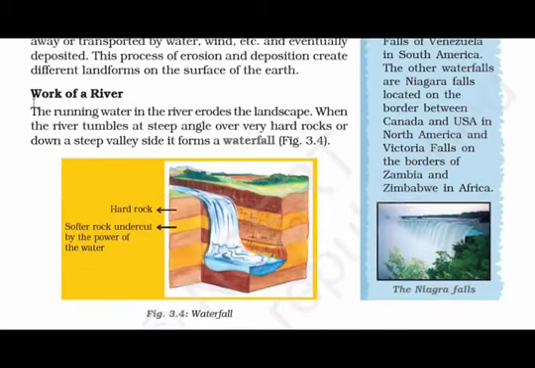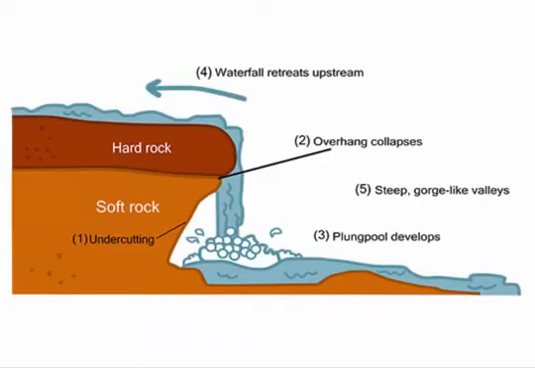Now let's read about the work of a river. What does a river do? There is a layer of hard rock on which the river flows. As the hard rock layer forms a descent or a steep, the speed of the flowing river increases. Now just below the hard rock layer there is a soft rock layer. When the water finally falls, there is an undercutting in the soft rock layer below the hard rock layer, due to which the river water falls perpendicular to the ground, forming a plunge pool.